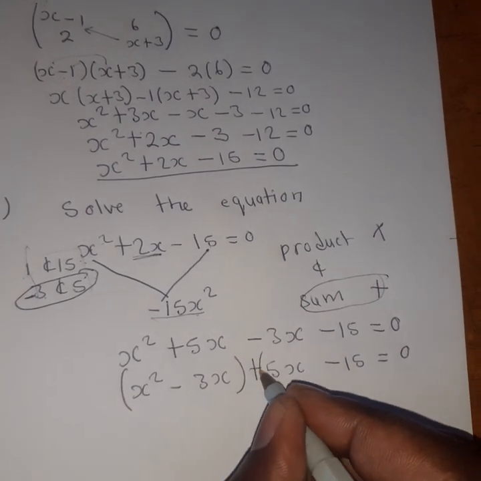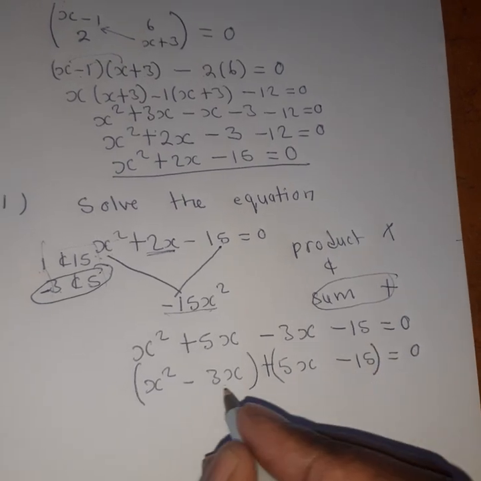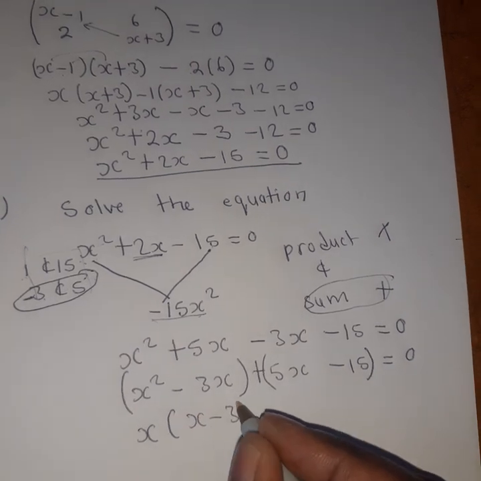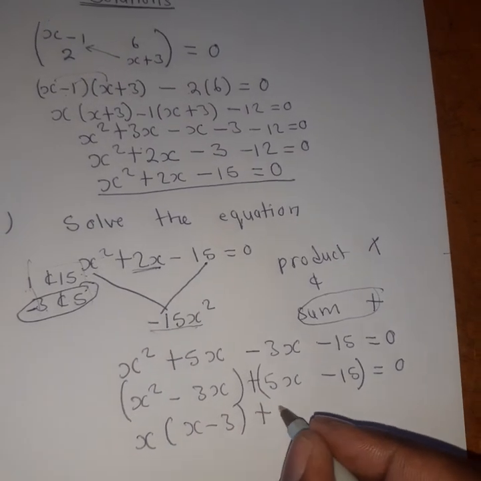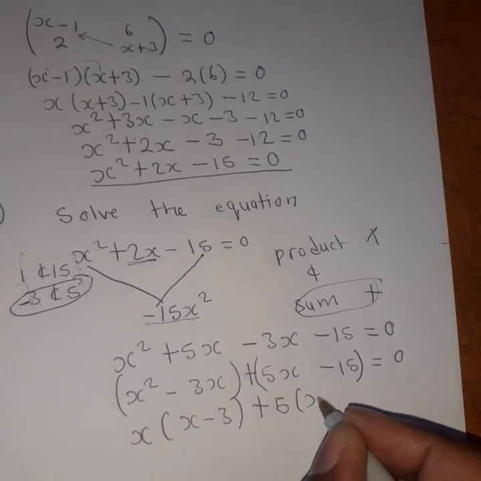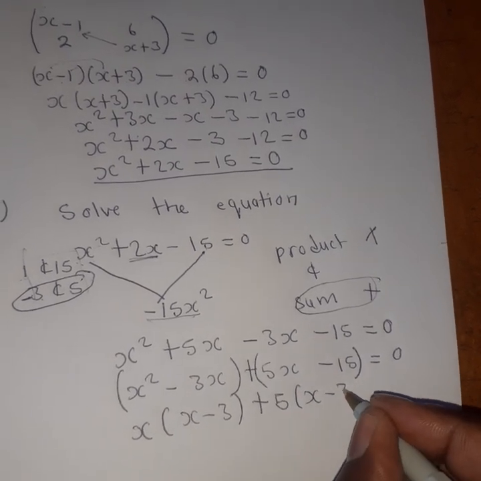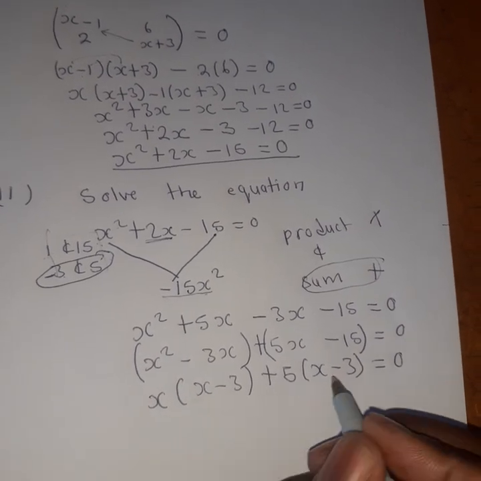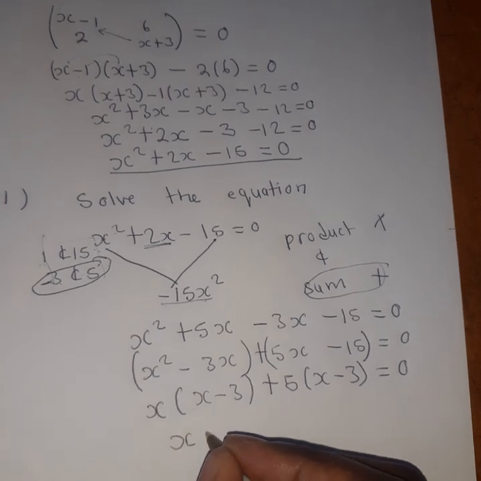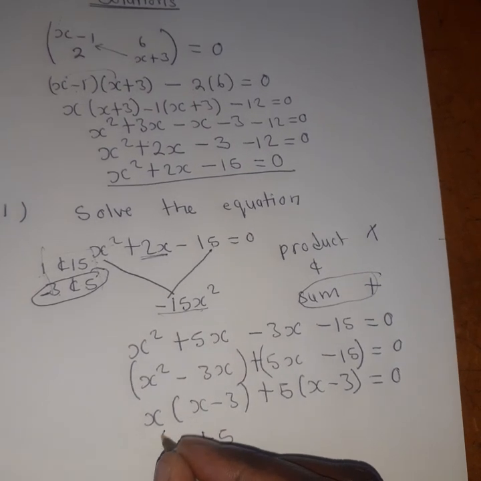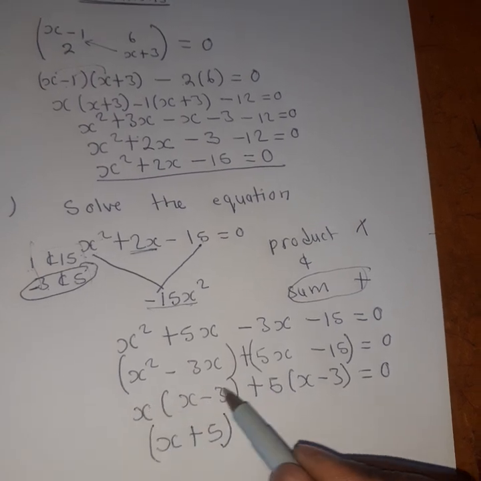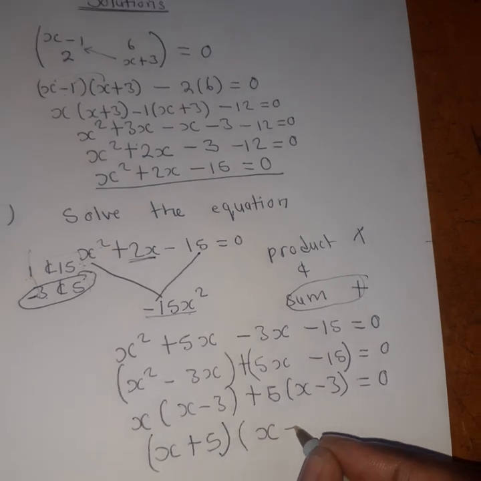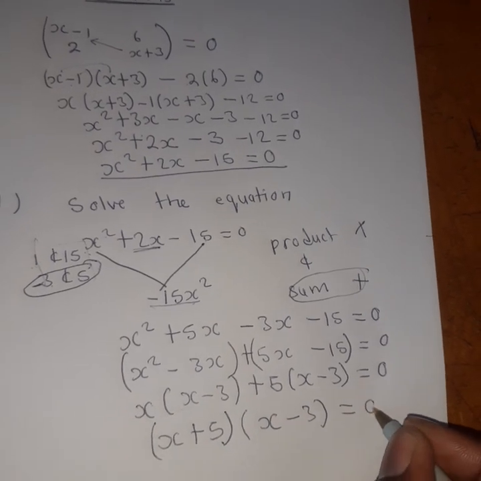Then we group them in pairs. What's common here? x is common. We factor out x, so it's now x minus 3. Plus 5 is common here. We factor out 5, so it's now x minus 3, is equal to 0. As you can see, these two brackets are the same. So we take x plus 5 from outside the brackets, then we take one of the brackets because they are the same: x minus 3 is equal to 0.